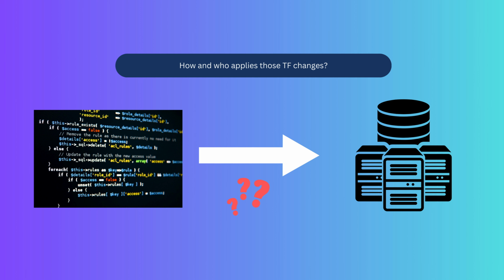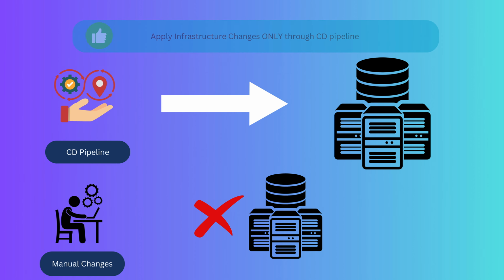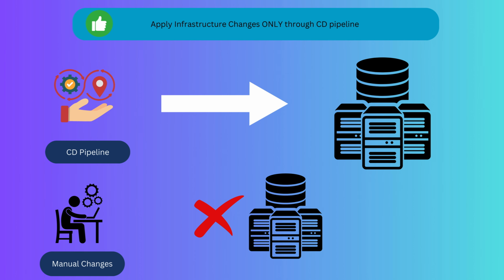So the final best practice is to execute Terraform commands to apply changes in a continuous deployment pipeline. So instead of team members manually making infrastructure changes or executing Terraform commands from their own computers, it should happen only from an automated pipeline. This way you have a single location from which all infrastructure changes happen.